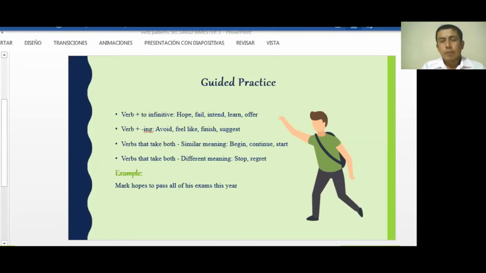For example, Mark hopes to pass all of these exams this year. These sentences have the verbs more to infinitive.